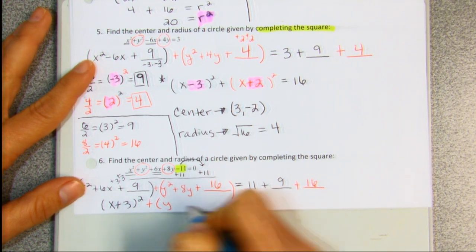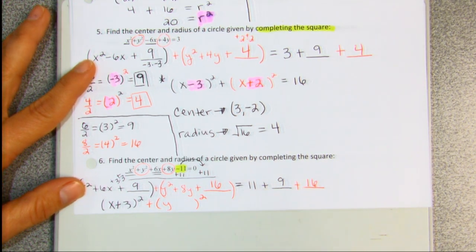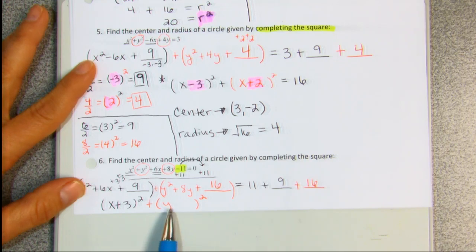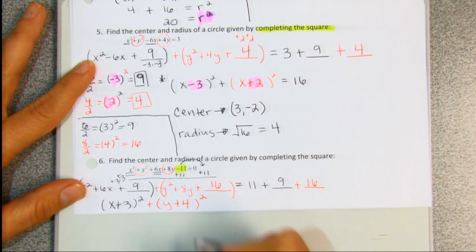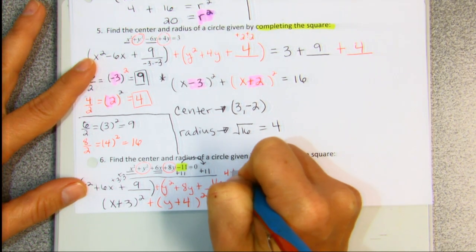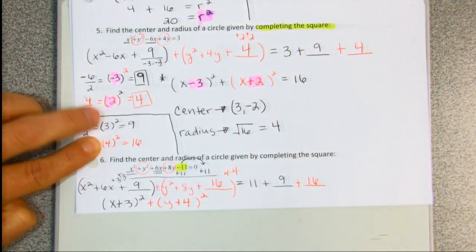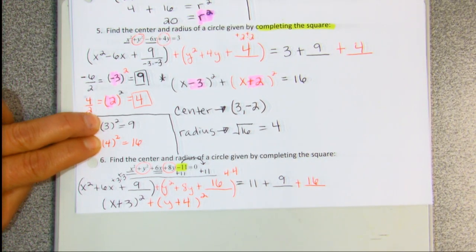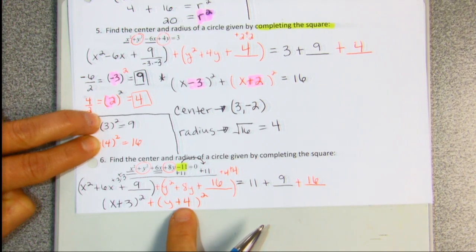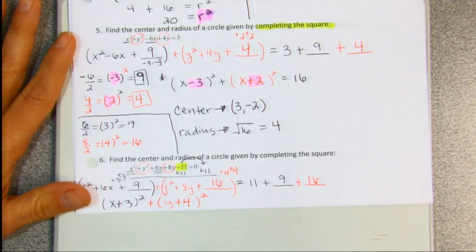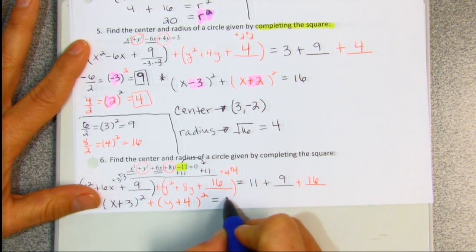Here we have y something squared. Am I adding something or subtracting something? Adding, and what number? 4. Good job. 4 times 4 is 16. It's that same number that's in that second step of completing the square. And they're both positive. So a y plus 4. And then 11 plus 9 is 20, plus 16 is 36.